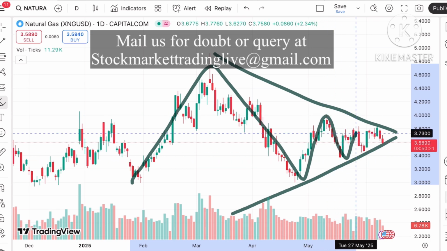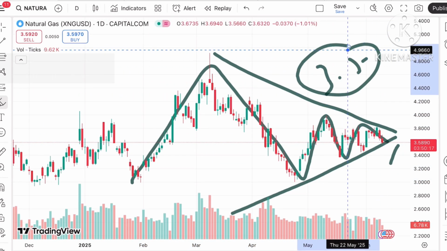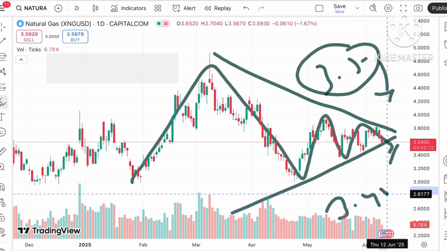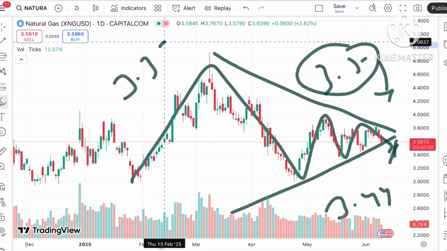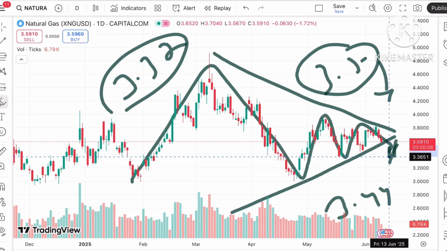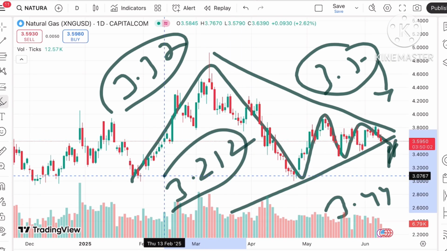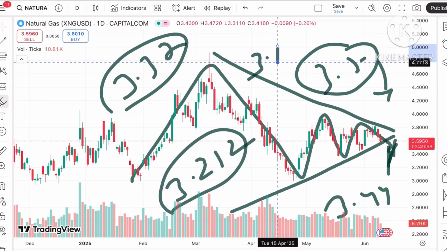If the price starts falling below this particular level of around 3.5, chances of going further down are there. It can touch a level of $3.44, and if the price falls below that level, the chance of touching 3.37 will be there. If the price falls below that, the chance of touching 3.212 will be there, and then a further fall we can see towards a level of 3.15.